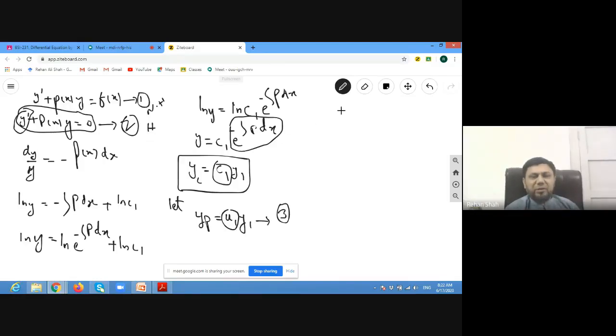Suppose you have a second order differential equation. What will be yc for that second order differential equation? You know, it is c1 y1 plus c2 y2. This will be the complementary solution if your differential equation is of second order. If it is of third order, there must be c3 y3. Is this understandable so far?